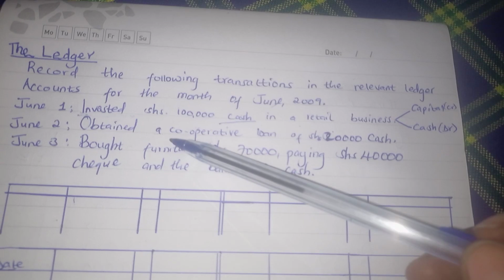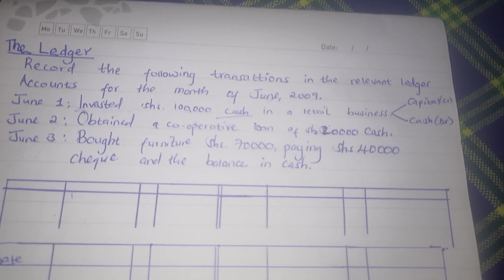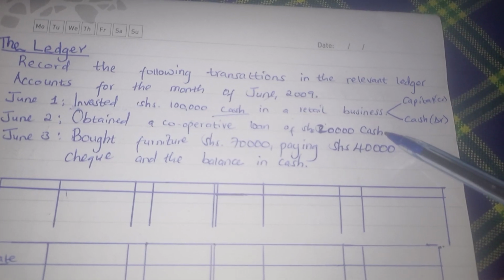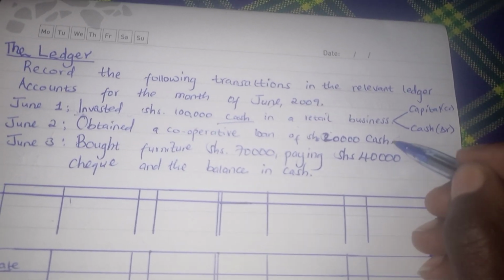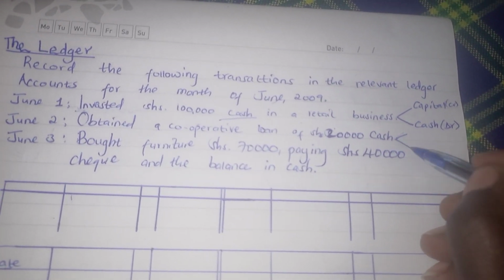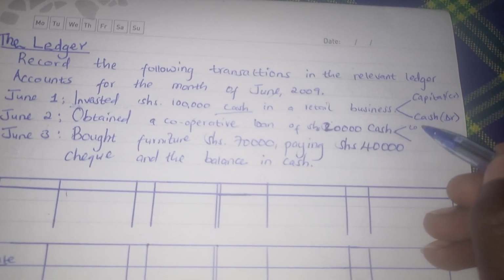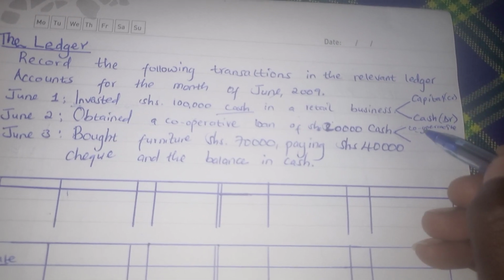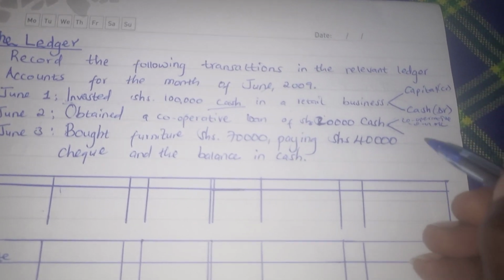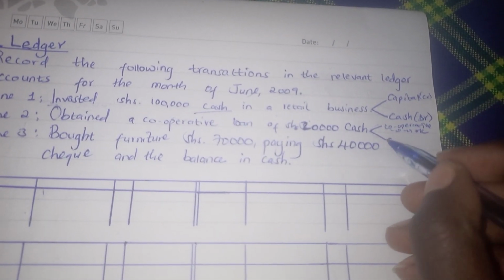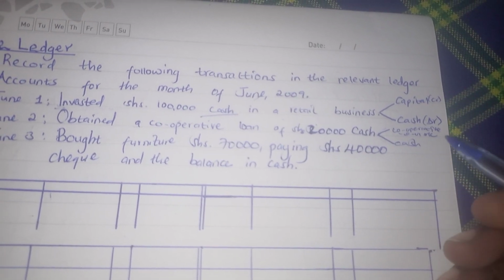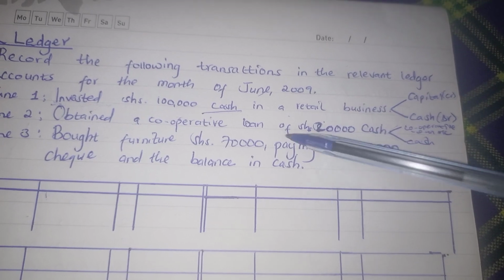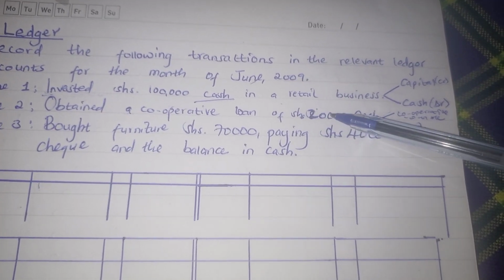transaction, whereby a loan was obtained from a cooperative, and it amounted to 20,000, which was issued in cash form. So therefore, again here we have two accounts that have been affected, and one is a cooperative loan account, and also we have the cash account in which money was received. So therefore, how do we treat the two? Cooperative loan, that is a liability.